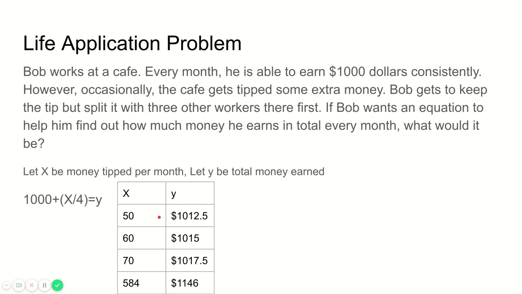However, if x is replaced with 584, you can still use the same equation, where if you just replace x with 584, you'll get a y of 1,146. And this just goes to show that using this equation and replacing x with however much money he gets tipped, you can use this consistently.